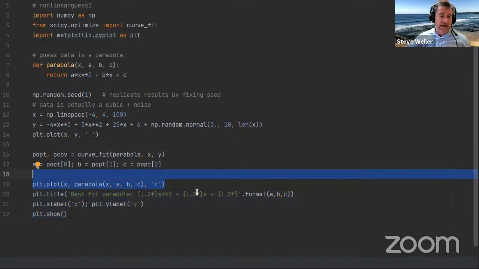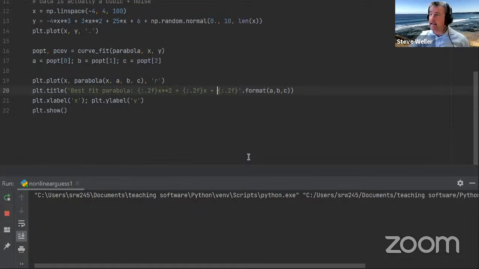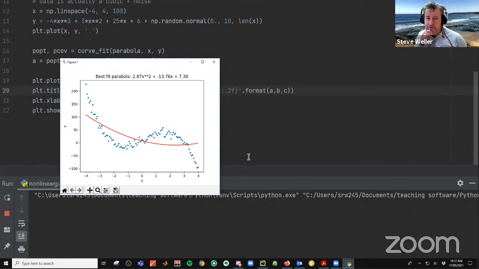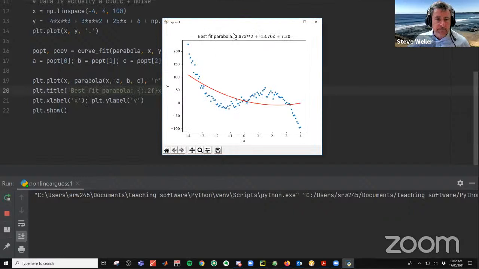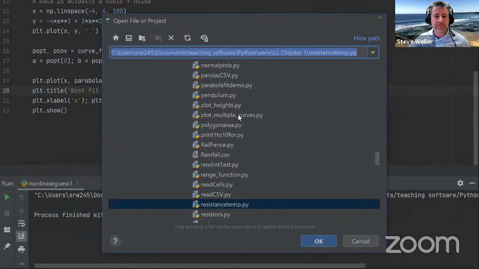So let's run that code now. Run nonlinear guess 1. It's the first nonlinear function, and the first guess is a parabola, and there it is. Again, you've seen it in the lecture notes, but you're able to reproduce it in Python yourself. The values displayed in the title are A, B, and C. They've been returned by the curve fit function. They're the best fit. It's just that the parabola is not a great fit to the data. Let's try a second function, which is nonlinear guess 2.